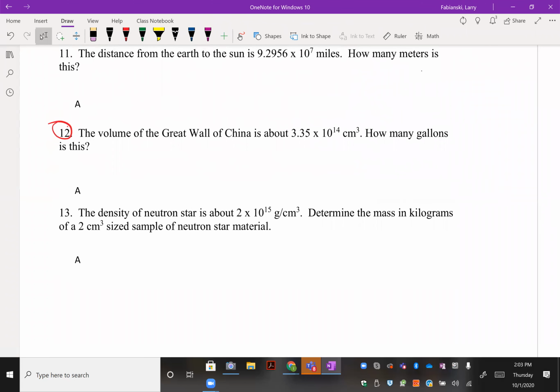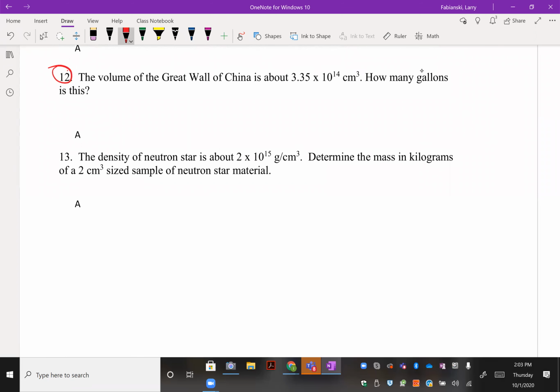The last one that I'd like to take a look at for this sheet is number 12. The volume of the Great Wall of China is about 3.35 times 10 to the 14th cubic centimeters. How many gallons is this? All right, so we want to figure out how many gallons is equal to 3.35 times 10 to the 14th cubic centimeters.